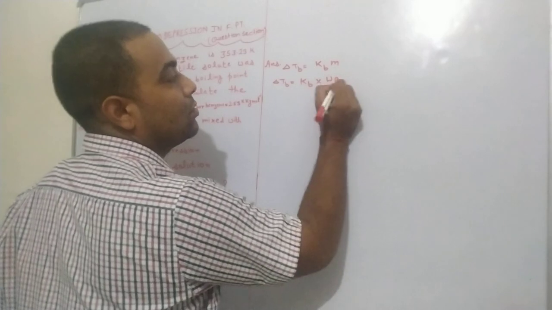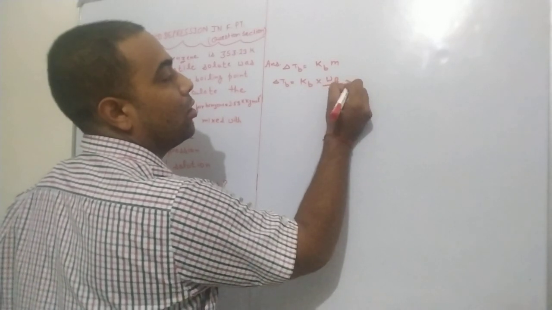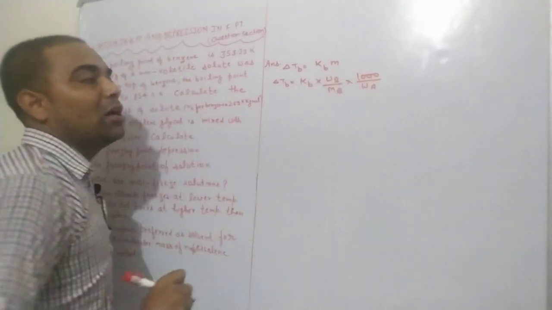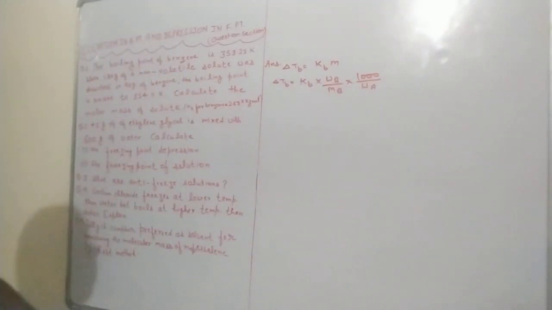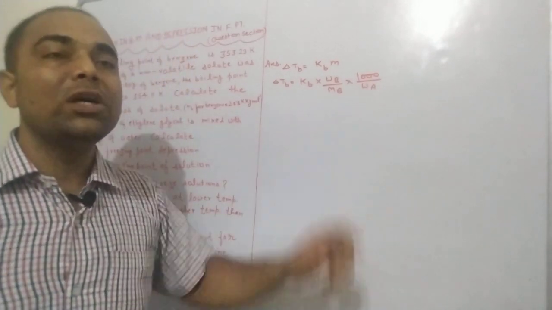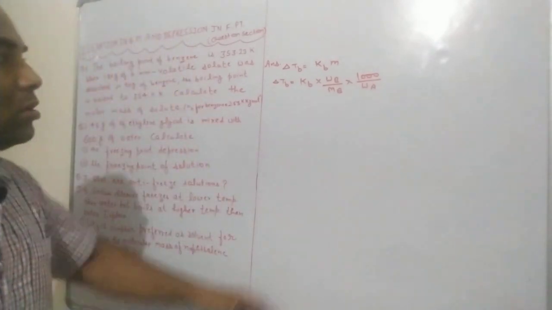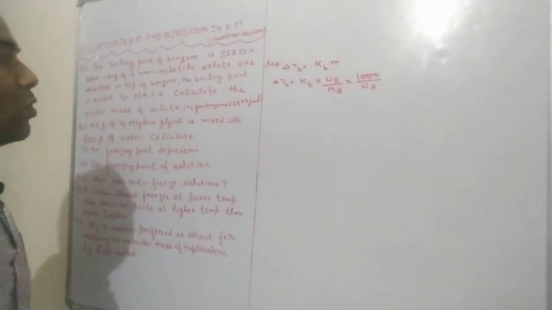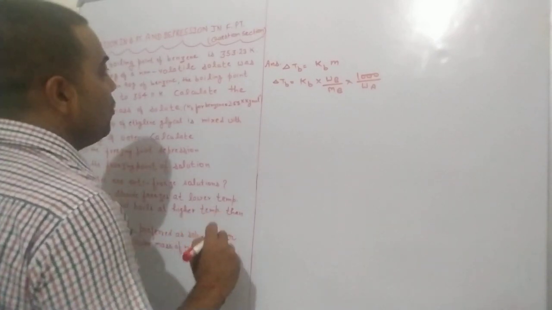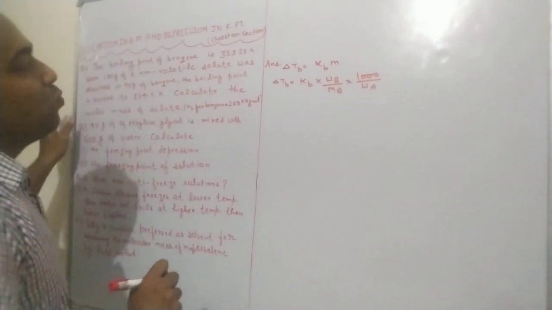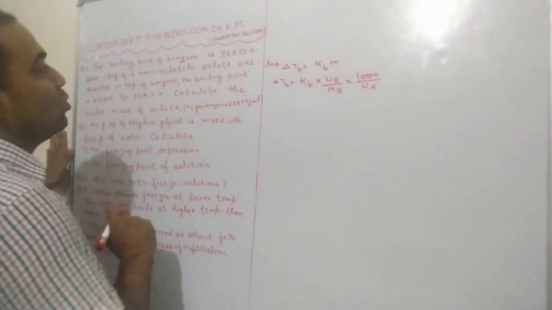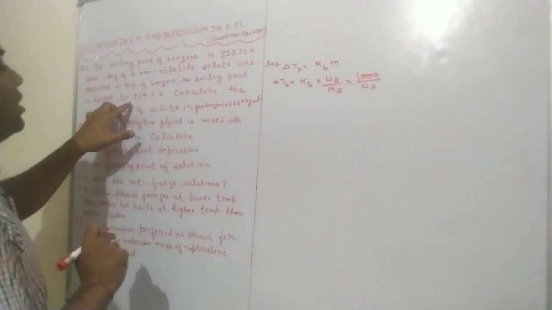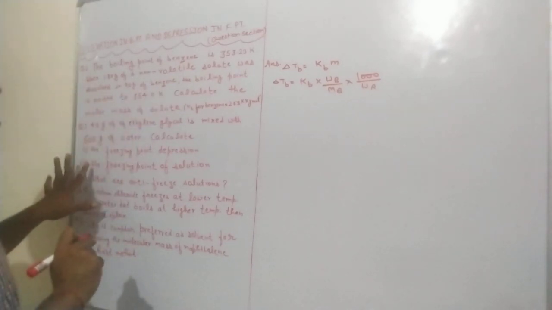So it can be written as Wb by Mb into 1000 by Wa, where Wb is the mass or weight of solute, Mb is the molar mass of solute and Wa is the mass or weight of solvent. This expression represents the molality. So what we have from this question: the boiling point of benzene is 353.23 Kelvin, and when we add a non-volatile solute, the boiling point is raised to 354.11 Kelvin.